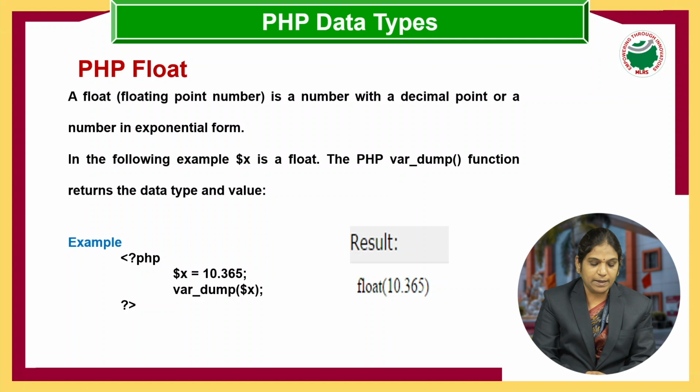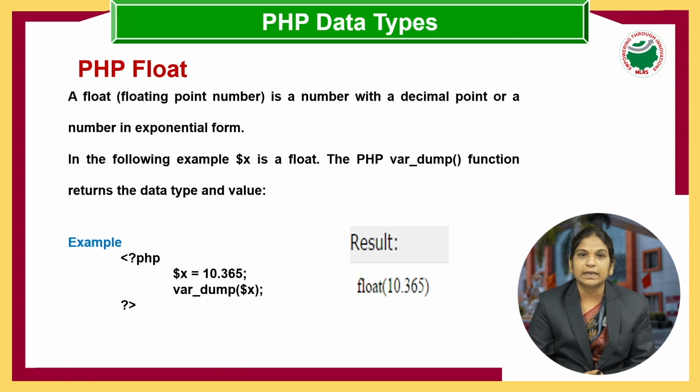For example, we have started the PHP tag in the example, and $x = 10.365 and var_dump($x). var_dump is used to display the data type of that particular variable. Here $x is containing the data 10.365. As it is containing a decimal point, it comes under the category of float data type. So float is the data type and the value, 10.365, is going to be displayed as the output.